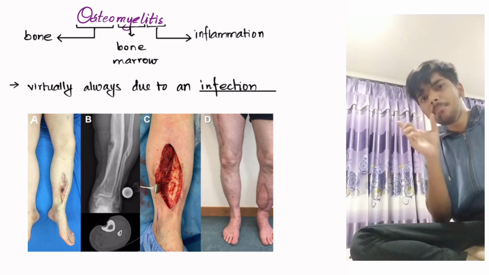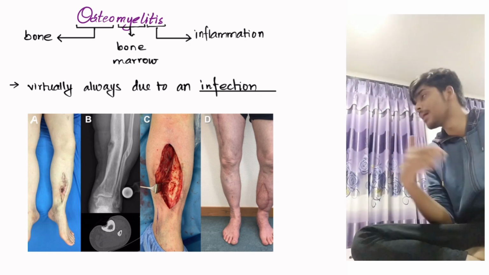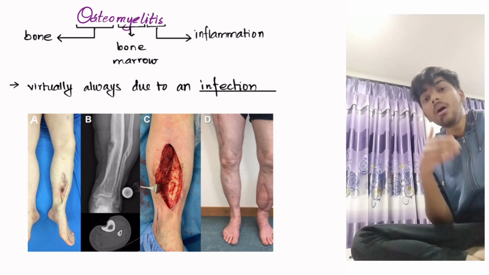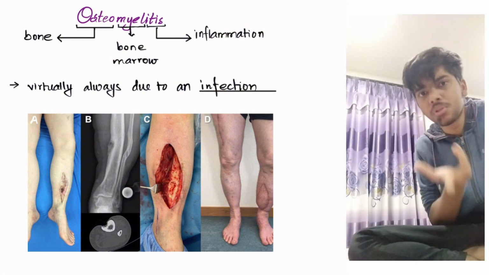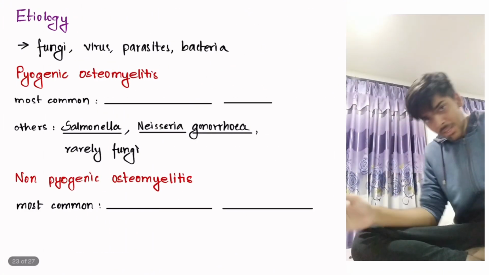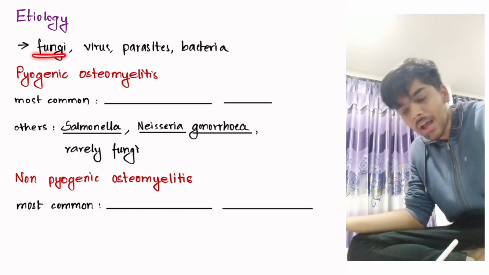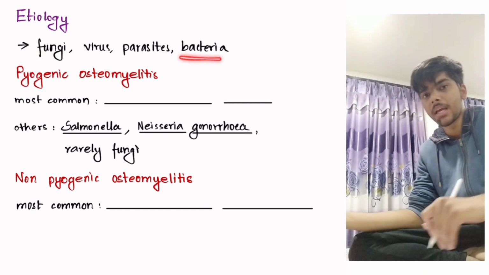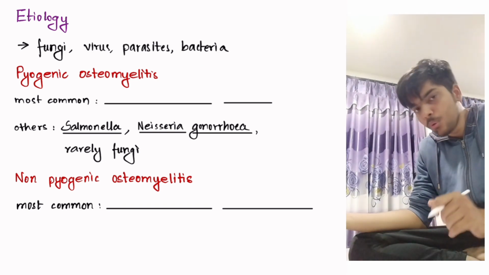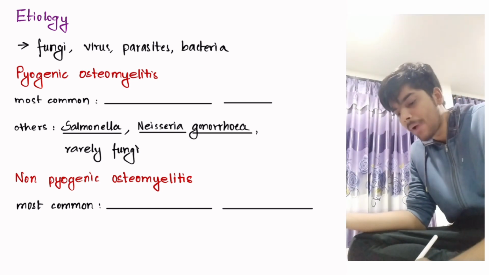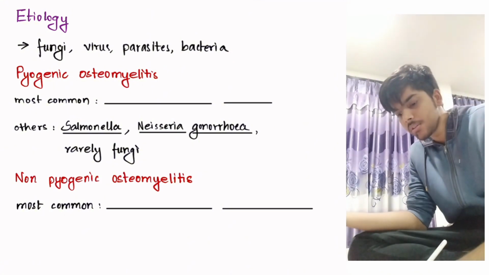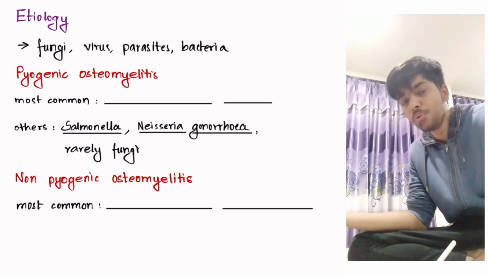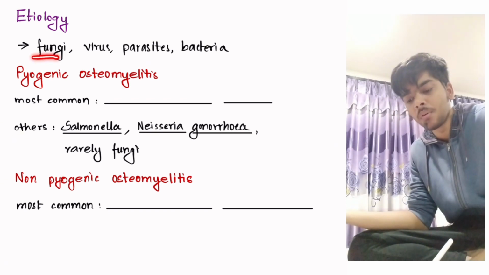I have been repeating the word pathogen again and again, that a pathogen causes osteomyelitis. So the question is, what are these pathogens that cause osteomyelitis? The pathogen can be a fungus, a virus, a parasite, or bacteria. Most commonly, osteomyelitis is caused by bacteria. Sometimes it can be caused by parasites, and rarely it's caused by an infection by fungi or virus.